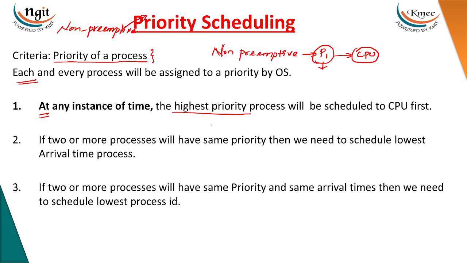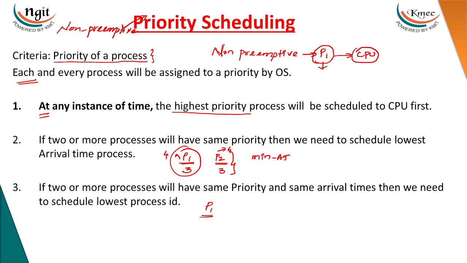But there are certain cases where process P1 and process P2 may have the same priority, that is 3 and 3. Then if both have the same priority, we will take the minimum arrival time. That means if P1 arrives at time t equal to 4 and P2 arrives at time t equal to 6, then P1 will be sent to the CPU.